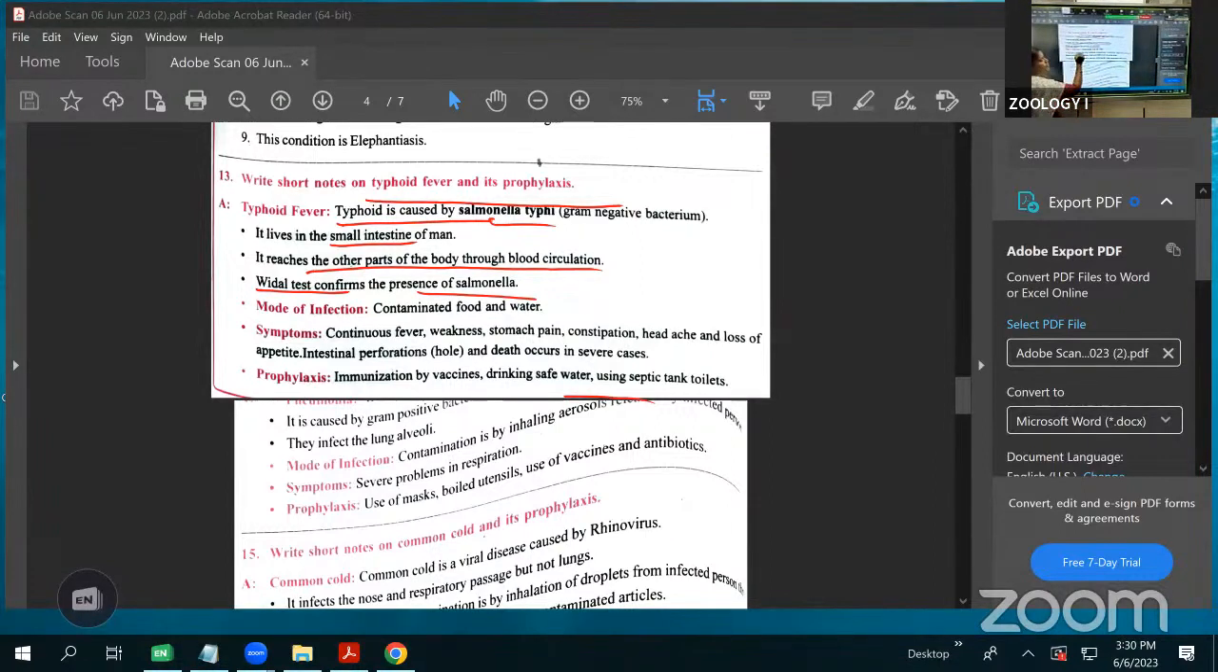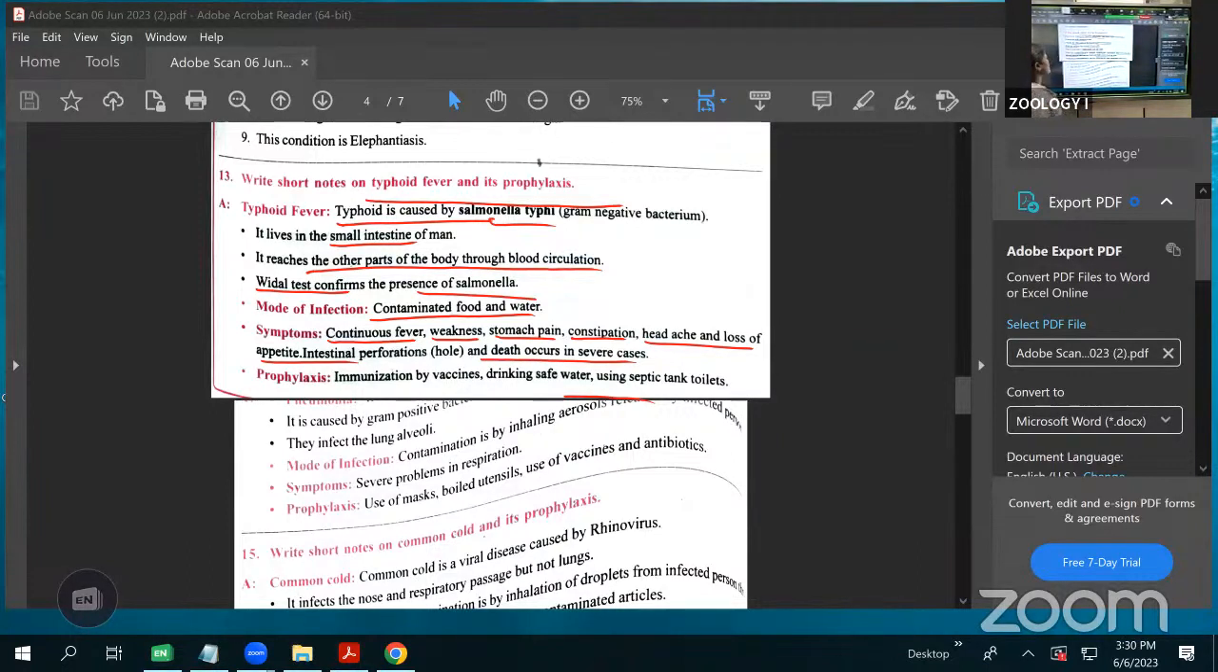Next, the mode of infection: contaminated food and water. All of you know this. Typhoid is spread by contaminated food and water. Next are the symptoms. Continuous fever, weakness, stomach ache, constipation, headache, and loss of appetite occur, and sometimes it even causes death in severe cases.